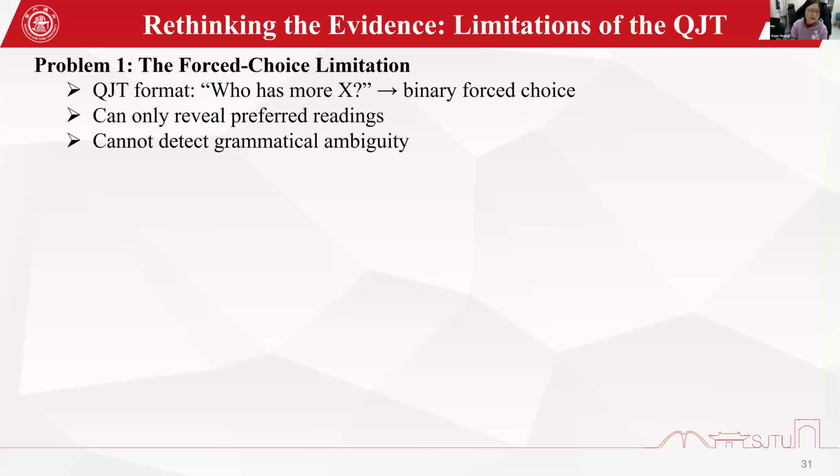So this invites us to think about the methodology itself, the quantity judgment task. We think we have two problems with this quite widely used method. One is that this task actually is a forced choice task. Remember that the standard quantity judgment task is they ask the question, who has more X? It is a binary forced choice. Participants choose one of the characters, which only reveals the preferred reading. So this kind of forced choice task cannot detect an ambiguous sentence.